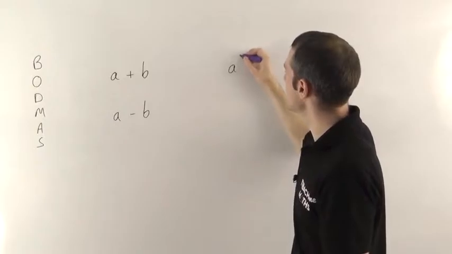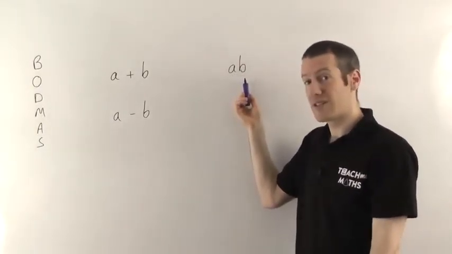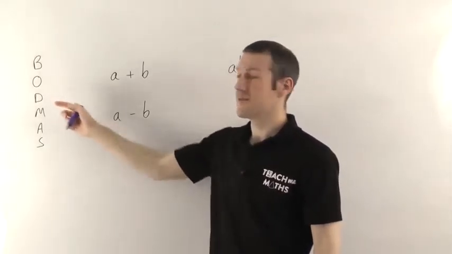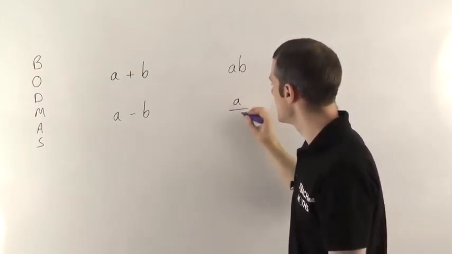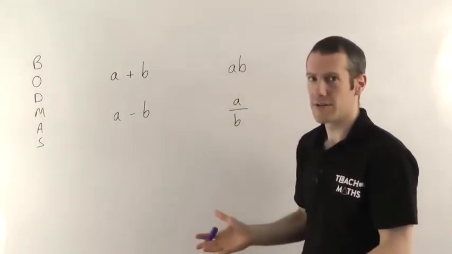So you could have A times B. And remember, if you want to indicate multiplication in algebra, you just write the two things next to each other. That means A times B. Or you could indicate A divided by B, and remember, we do this with fractions. So that's the way you write the four operations.